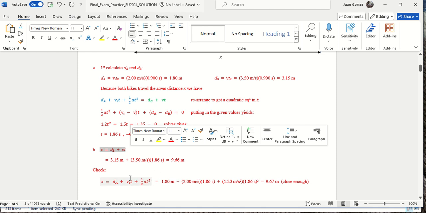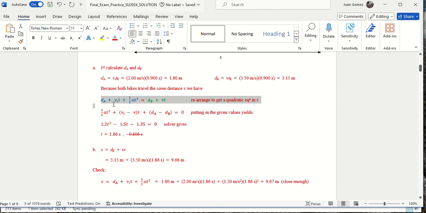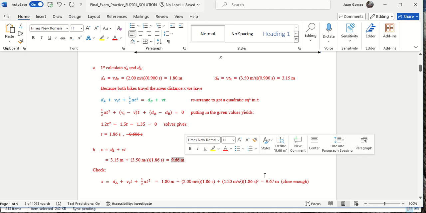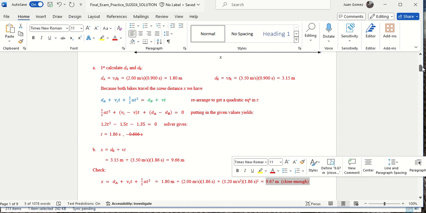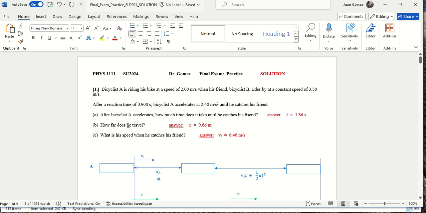Now, you don't have to do this, but if you want to check it with the blue equation, the equation for bike A, x is dA plus ViT plus 1/2 AT squared. It doesn't take too long to check. And you notice here I get 9.66 meters. Here I get 9.67, close enough. Okay, then let's look at part C.